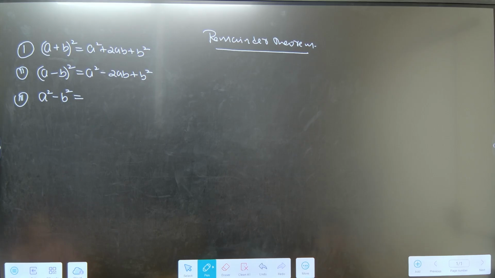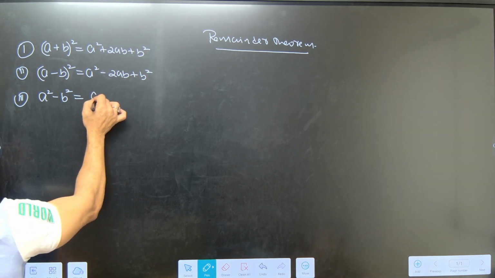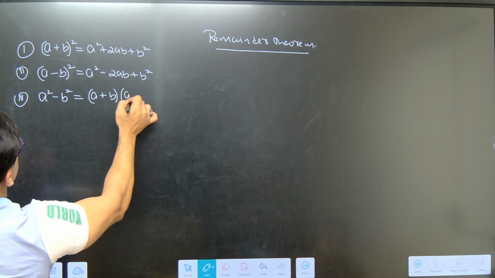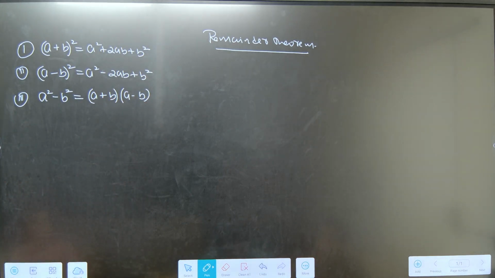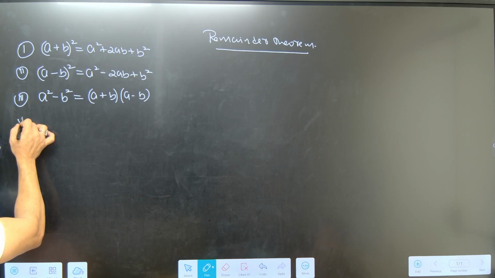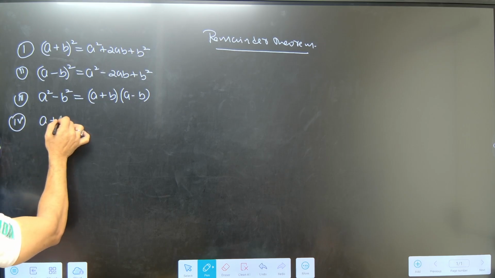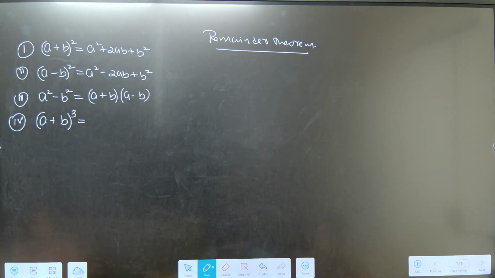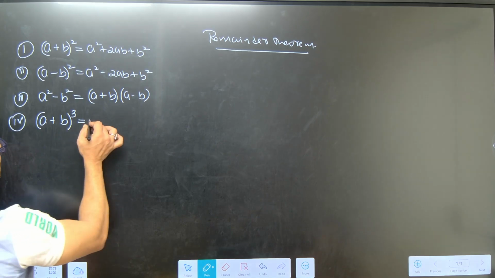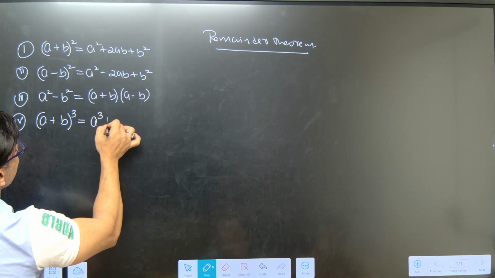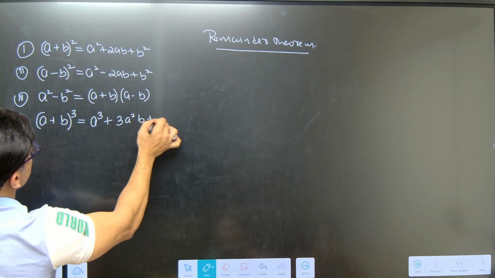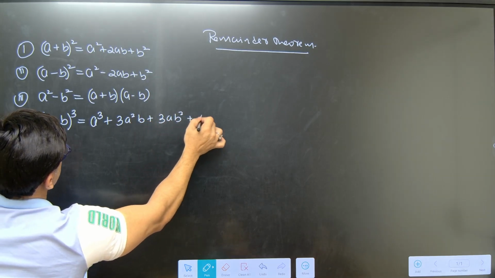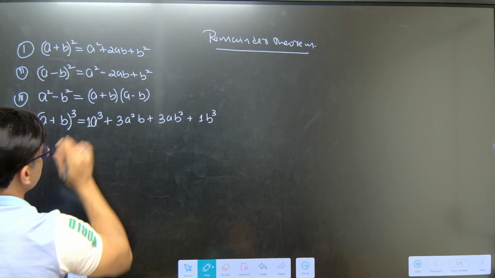A plus b into a minus b. Yes, a plus b whole cube. It can be used anywhere, in algebra, in number system. You need to know this. What is a plus b whole cube? A cube plus 3a square b plus 3ab square plus b cube, right?